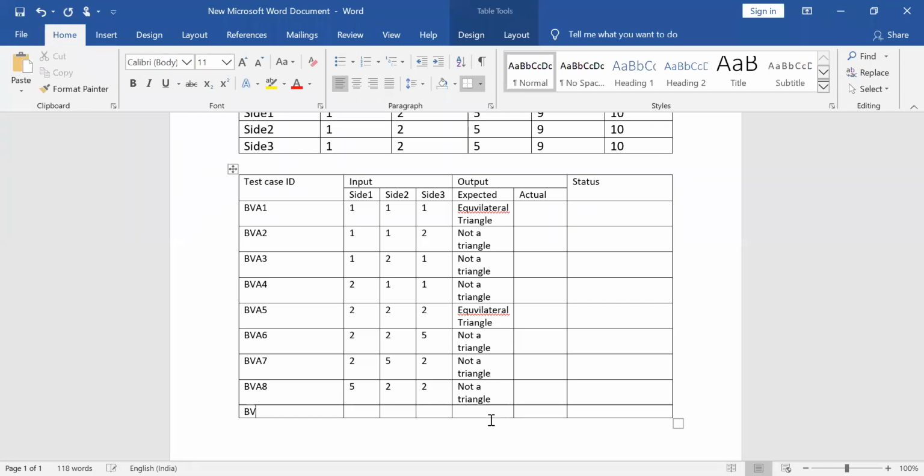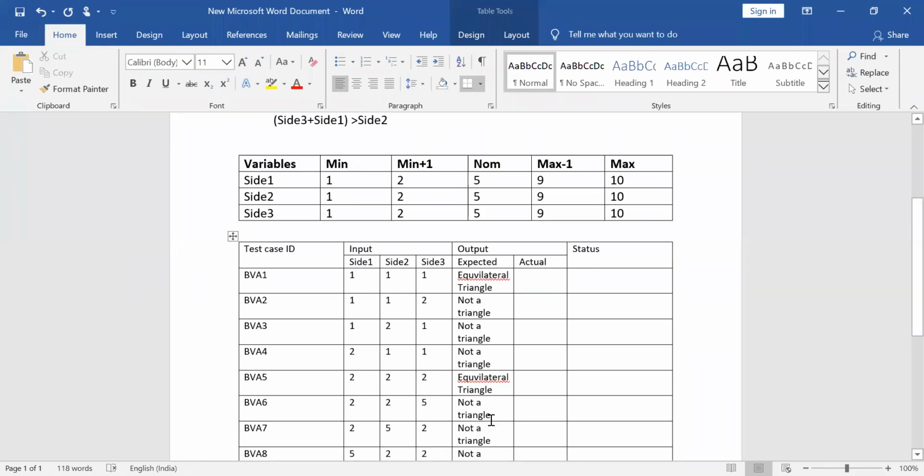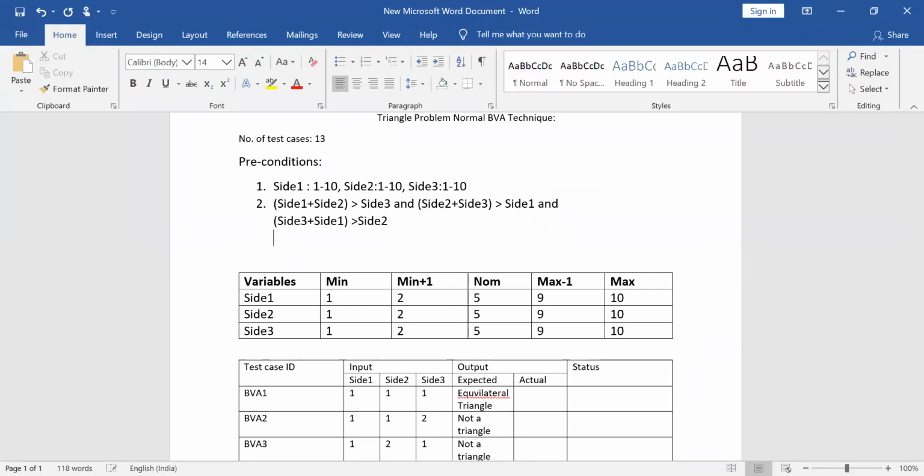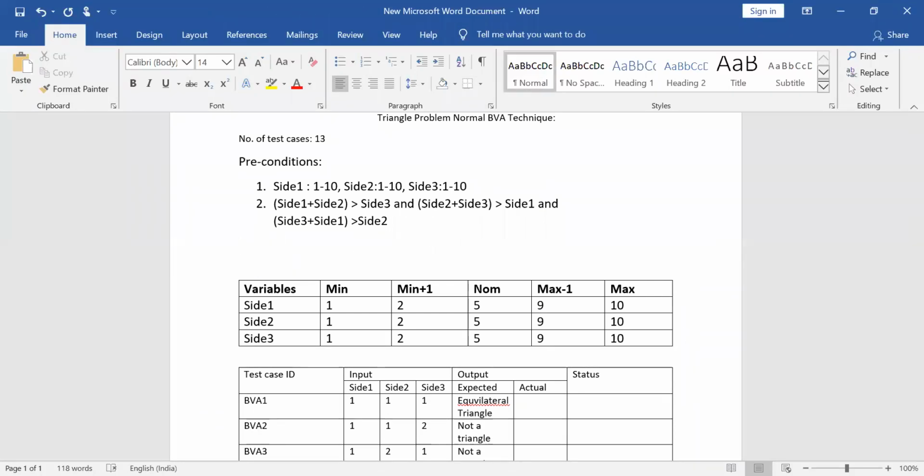8 cases over, only 5 remaining. So we have taken only 2 particular cases, that's it. Only 2 types of triangle we have just taken. One is equilateral, another one is not a triangle, cannot be formed. So we just missed out our third condition.